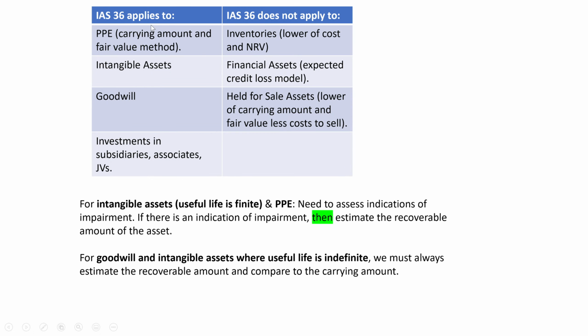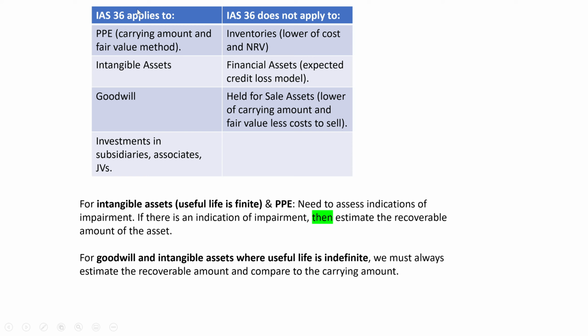IAS 36 only applies to a certain number of assets. I've included the main ones here. It applies to PPE, which you'll come across a lot in FAR, intangible assets, goodwill, and investments in subsidiaries, associates, and JVs. But it doesn't apply to inventories, because we recognise inventories at the lower of cost and net realisable value. Financial assets use the expected credit loss model, which is long-winded. And held for sale assets, which I've discussed before, use the lower of carrying amount and fair value less cost to sell.